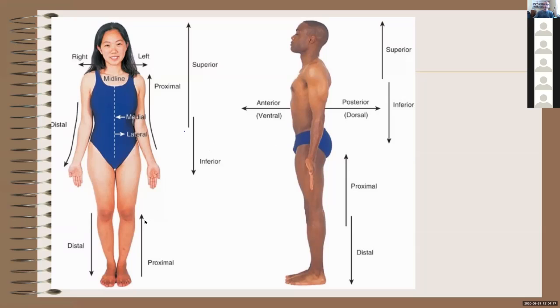Now, it gets a little bit more confusing when we're talking about limbs. And I'm going to give you all this stuff in notes in just a moment. I just want to go through all of them with you first. When you're talking about arms and legs, instead of using the words inferior and superior, we use much more complicated words. You're going to use distal and proximal.